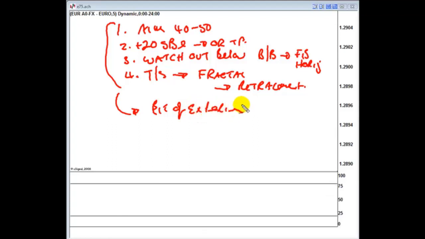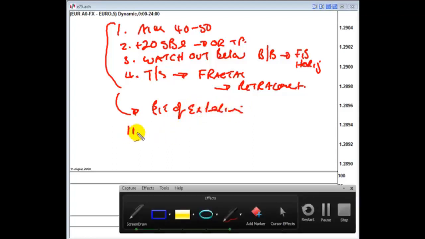So what's the bottom line here? Once I'm in a trade, I need to then watch it. I need to watch the trade until I exit. So there's no set and forget here. There's no setting a target of 40 pips and leaving it.